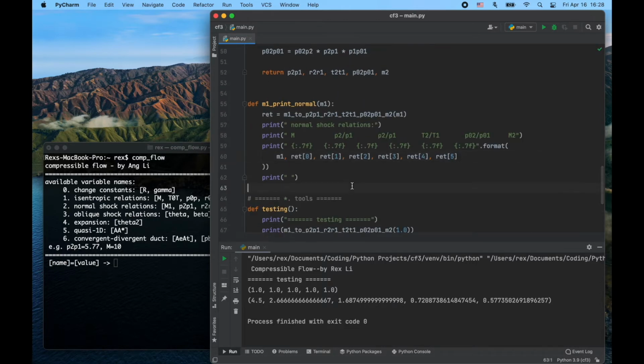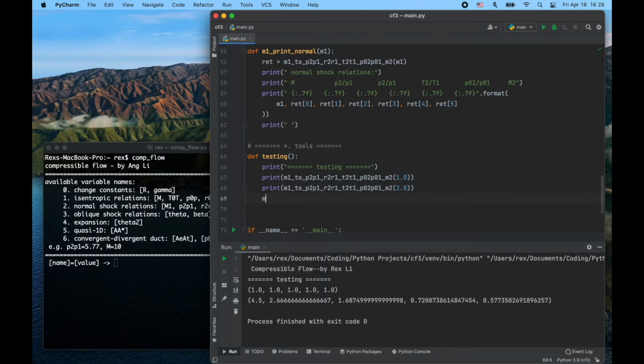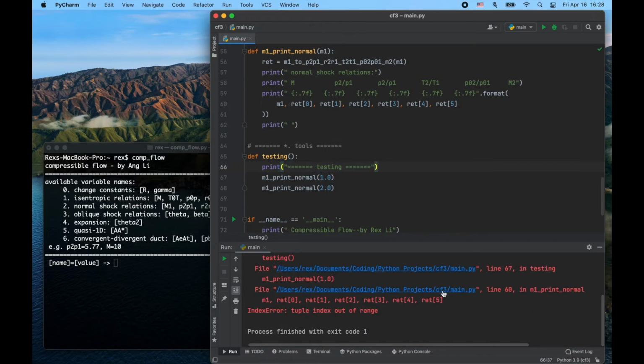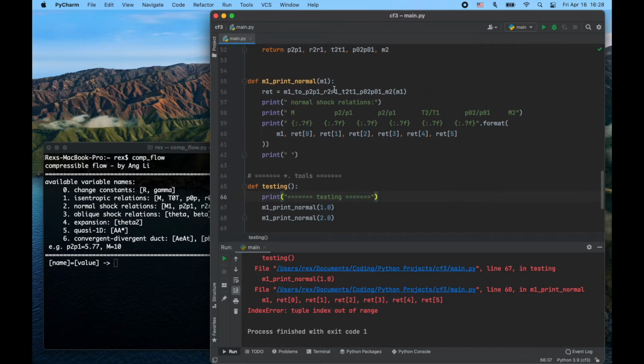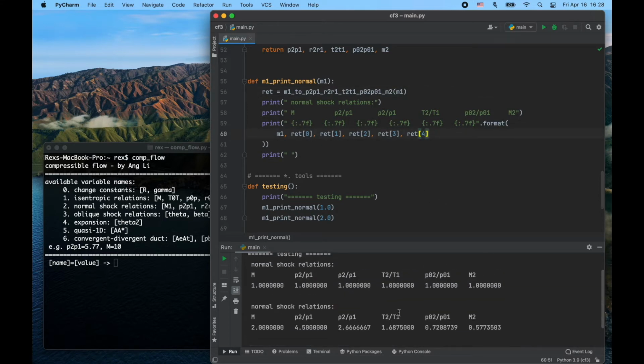Okay, let's test it. Something is wrong. Tuple index out of range. 0, 1, 2, 3, 4. There should only be 4. Oh yes, that is the case. Okay, the printout version seems to be all right.